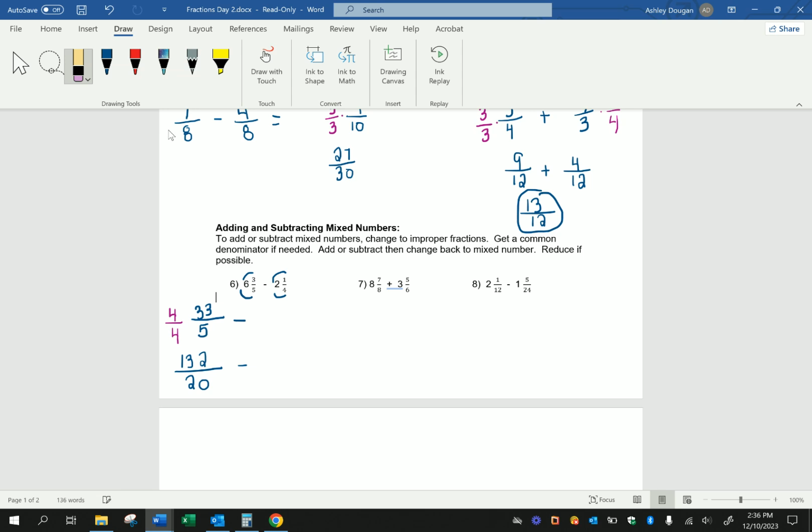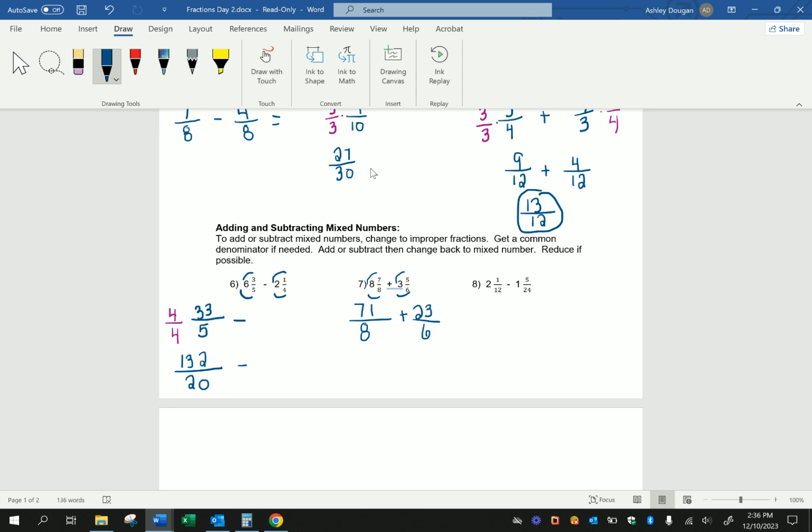If we look at 8, we want to do the same thing. We first want to change these to improper fractions. I would say 8 times 8 plus 7 gives me 71. And then 8 is going to be my denominator. We keep the denominator the same. 6 times 3 plus 5 gives me 23 over 6.